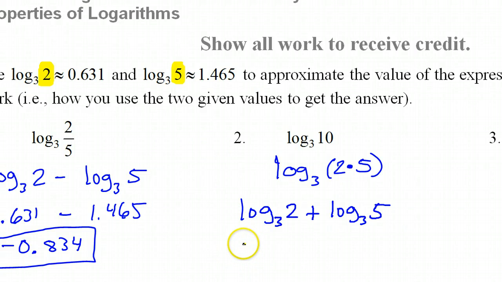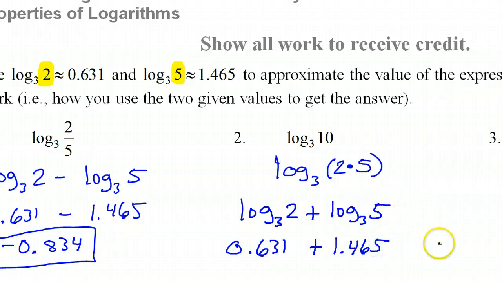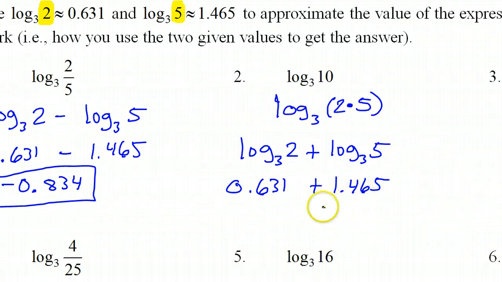So this would be 0.631, and this is our 1.465. Again, you can add this in your 4-function calculator. So that is 2.096.